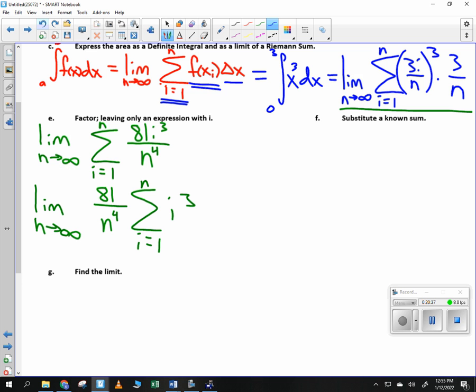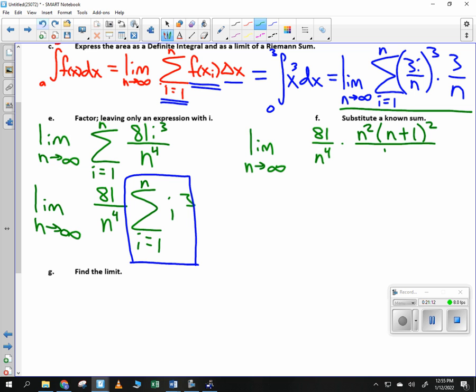As long as we get rid of this and we put something in place of it. What goes in place of this? What do you have that goes in place of that? Yeah, the sum formulas that you did right at the beginning of class. The limit as n goes to infinity of 81 over n to the fourth times, what's the thing that goes in place of that? N squared.